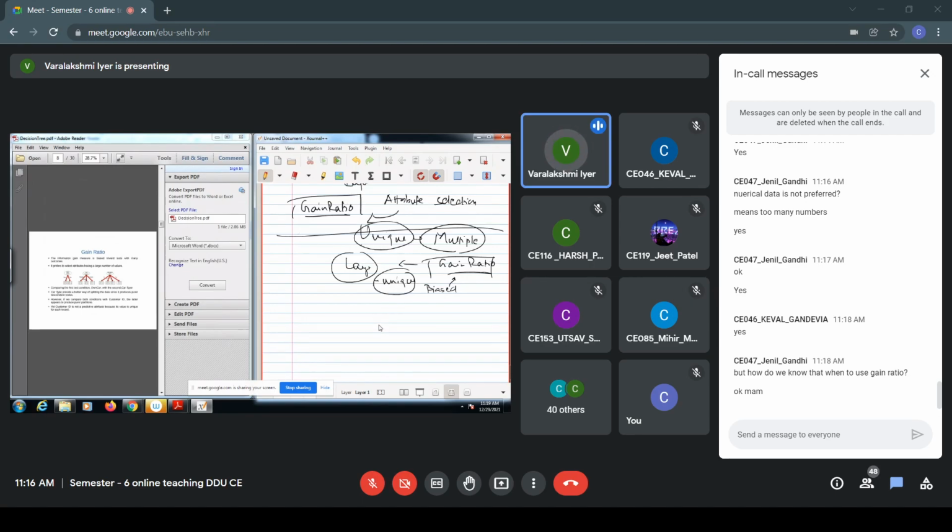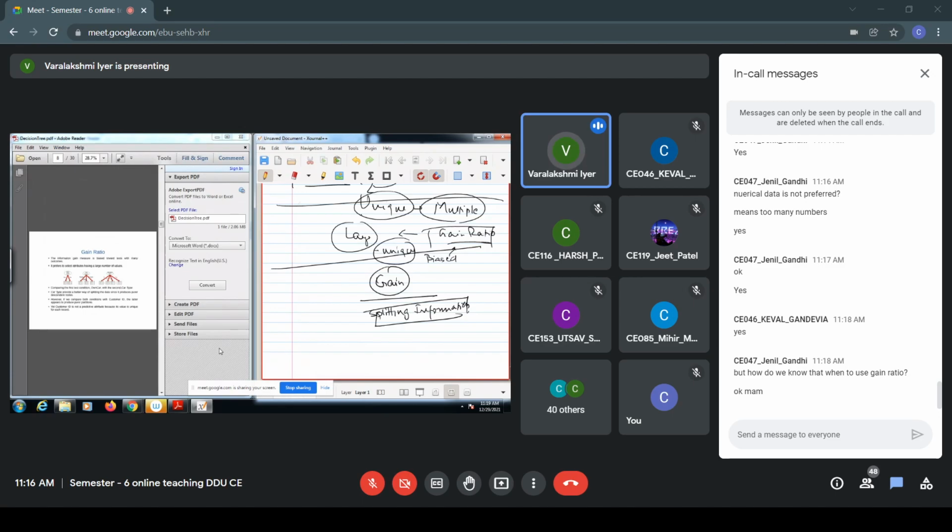So in gain ratio, what we are trying to do is dividing the information gain of our particular attribute by the splitting information. That is the only thing that we are doing. So what is the splitting information formula?